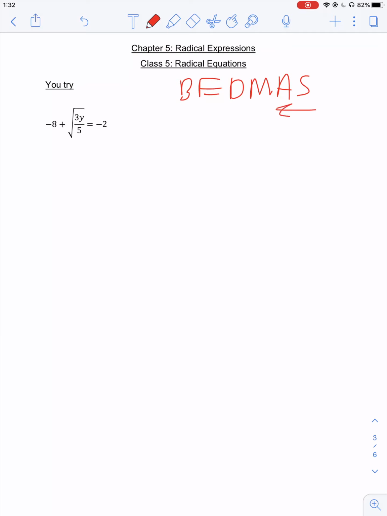So you have to get rid of addition and subtraction. So this is a subtraction. So plus 8, plus 8. This disappears. And then you have 3y over 5. Square root of that is equal to 6. So this, right, I have a square root equal to a positive number. So this is a good sign. This means that I will have a solution, so I can proceed.